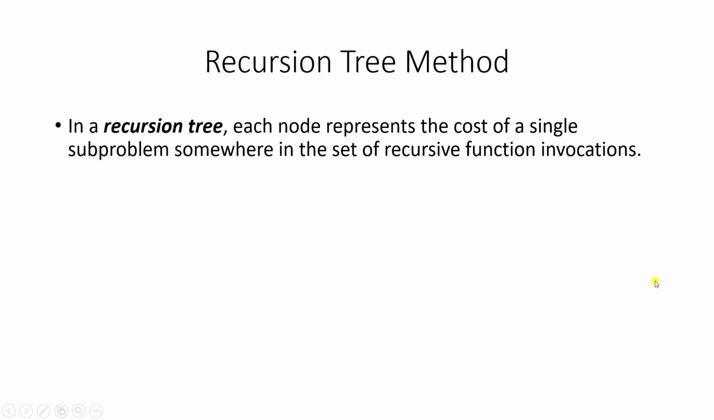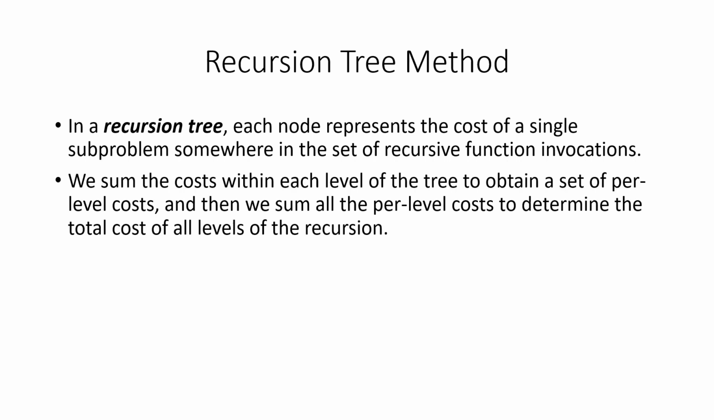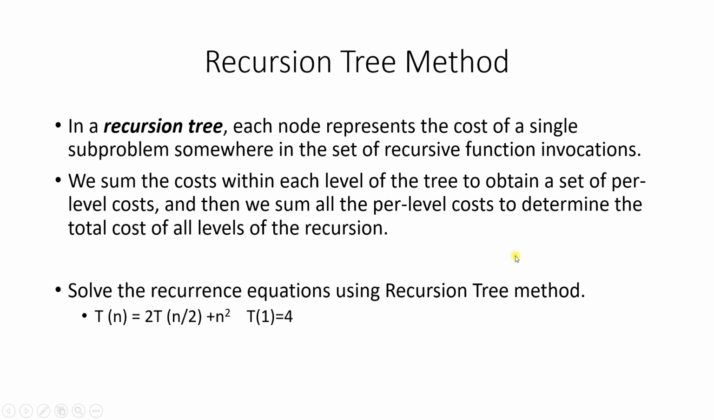In this method, every node represents the cost of a single subproblem, and it is being solved in a recursive manner, right? You sum up all the nodes on the same level to get the cost. So it forms a sort of tree, hence the name recursion tree method, right? So we look at this equation. This is the same equation we used in the substitution iterative method. We'll take the same equation and solve it with the recursion tree method.